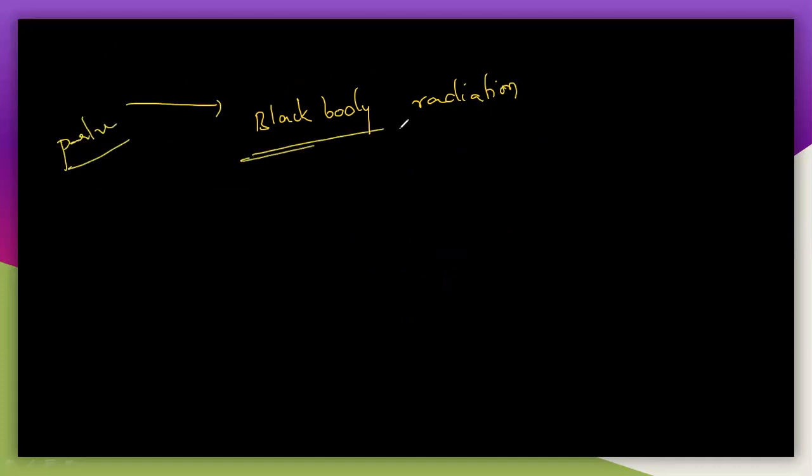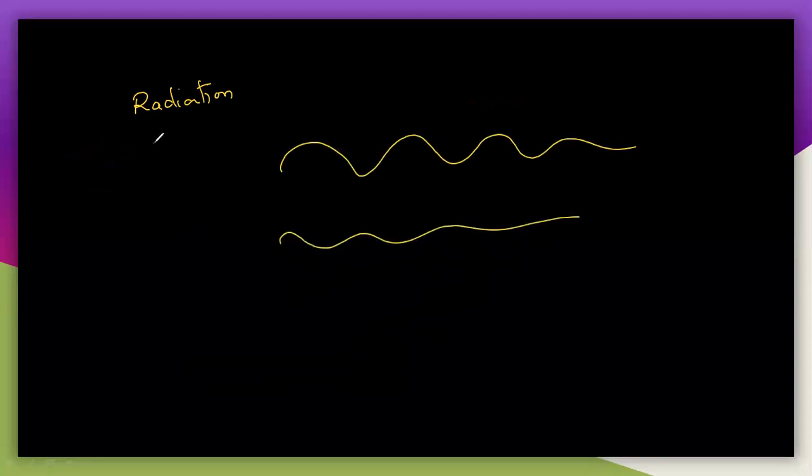So here we need to discuss black body radiation. It will support the statement of the particle nature of electromagnetic radiation. So we'll see the black body and the radiation here. So what is actually radiation? Radiation: the electromagnetic radiation that is moving like this, propagating, is called radiation.